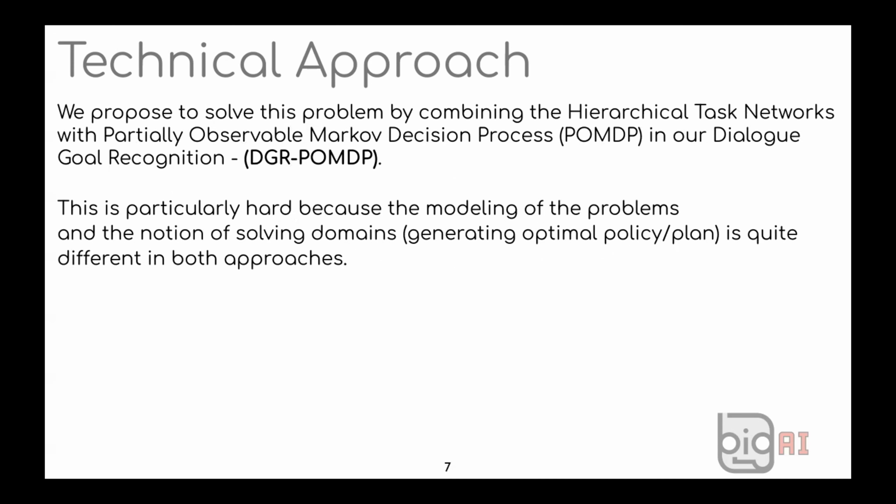Now this is particularly hard for a couple of reasons. One is that the modeling of problems and the notion of solving the domains, that is, generating the optimal policy for the robot, is quite different in both approaches. In hierarchical task networks, deciding what's an optimal action for the robot is based on the knowledge base, and they don't take into account anything related to utilities, while in POMDPs you're trying to maximize utility but not necessarily making use of knowledge graph representations.